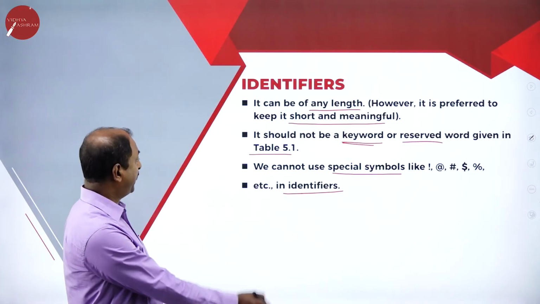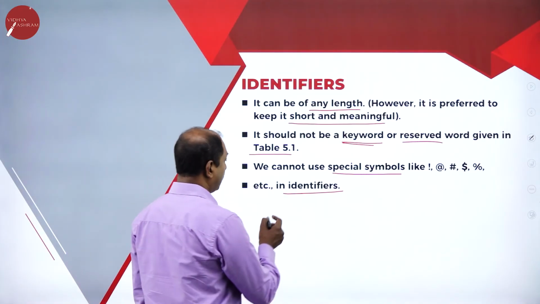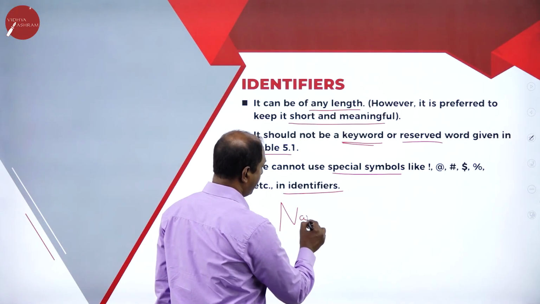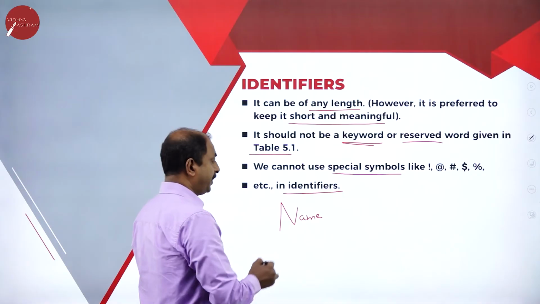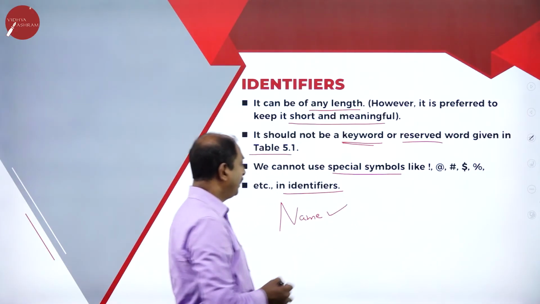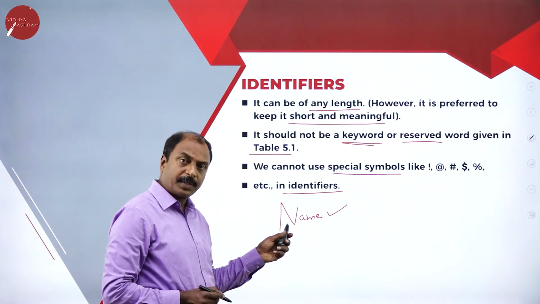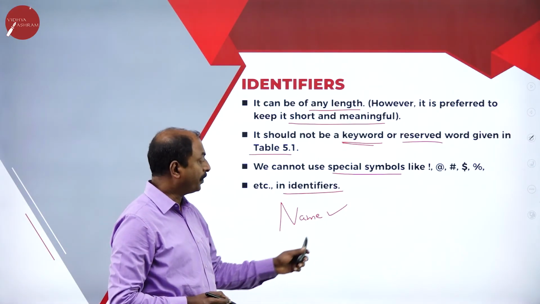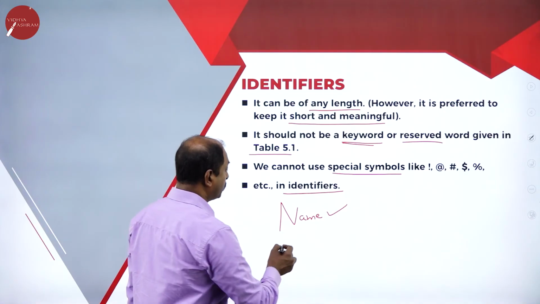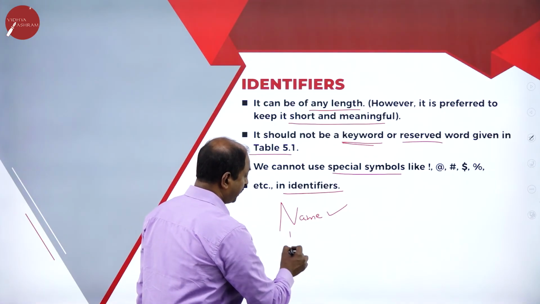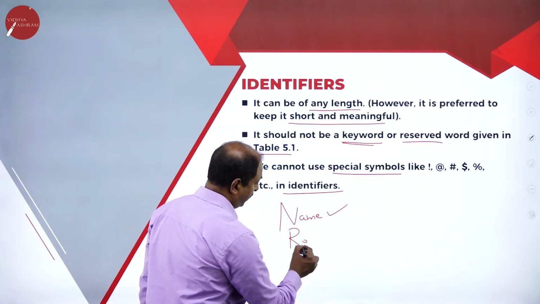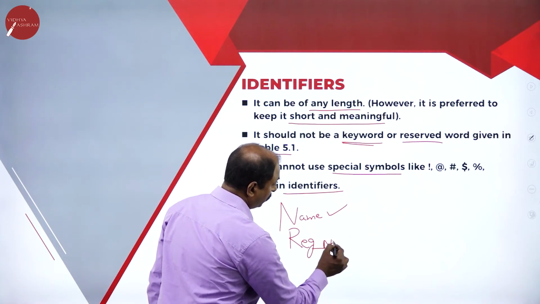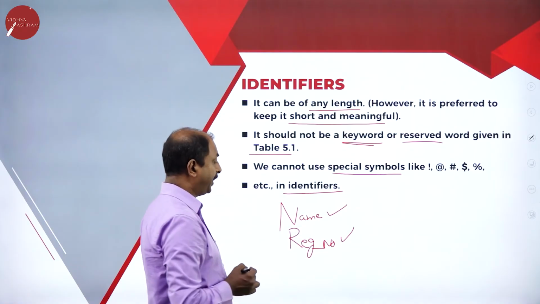Now let us write examples for identifiers. Suppose I want to write name. I can write here N-A-M-E. So this is a valid identifier because it starts with an uppercase letter followed by a number of lowercase characters. Or you can also have it like register number. You say R, E, G and underscore N, O. So this is also a valid identifier.